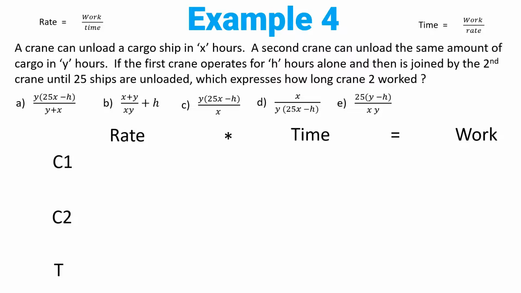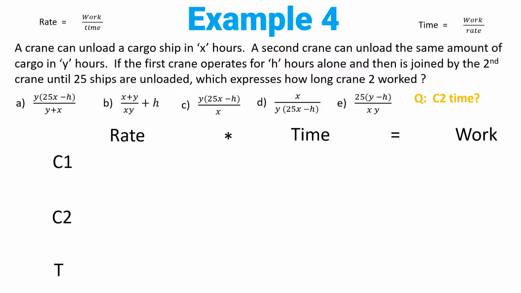On every GMAT problem, our very first move is always to pull out what we've been asked for and write it down. And in this case, we've been asked to find crane 2's time. Okay, great. Next move, go into the question, pull out the information we're given, and figure out where it fits into the framework, because it must fit into the framework.